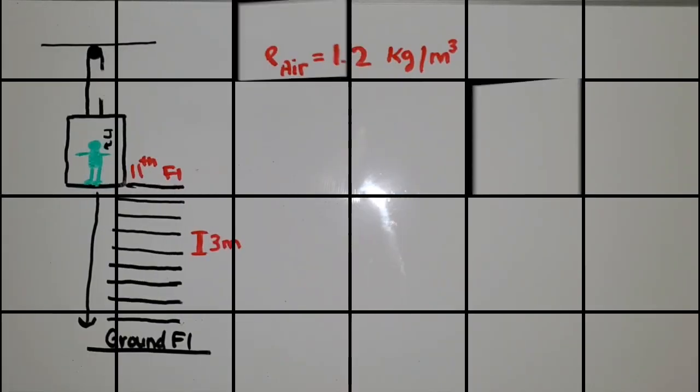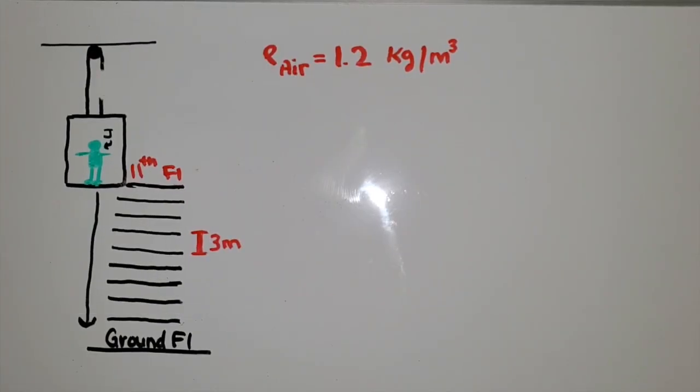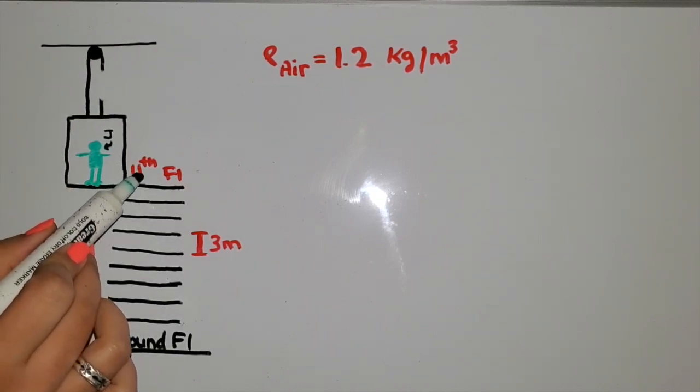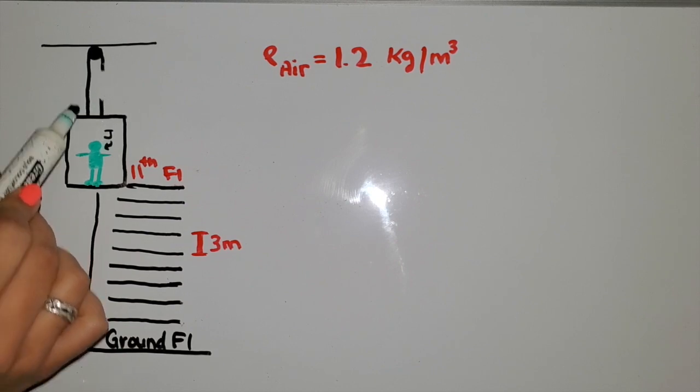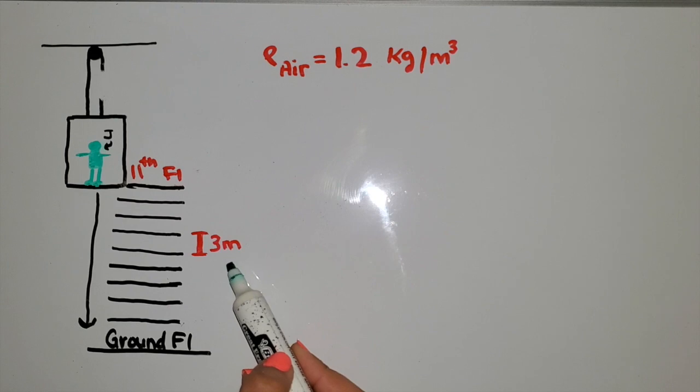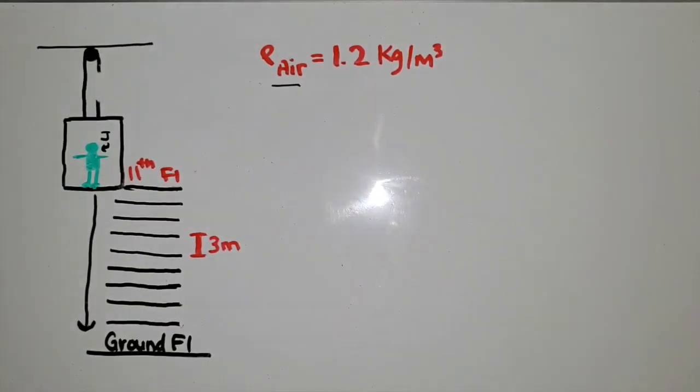Another key thing is that you must know which units must be used for certain equations. So keeping all this in mind, let's relook at our question. I made this illustration from the question in order to get a better picture of what's happening. So we have John in an elevator on the 11th floor. When the elevator broke, it went all the way down to the ground floor. We're also told that each floor is 3 meters and the density of air is 1.2 kilograms per meter cubed.